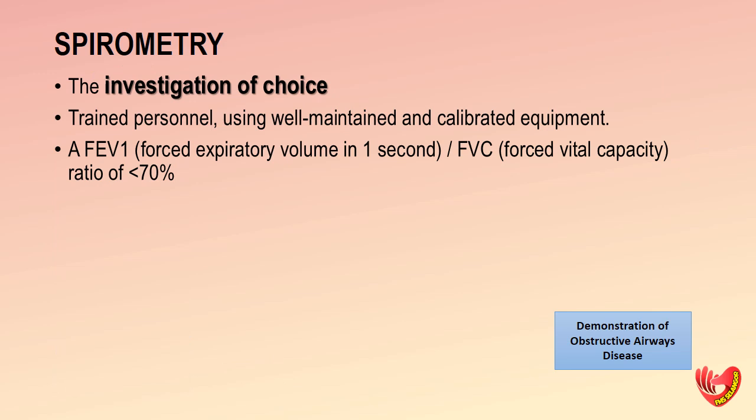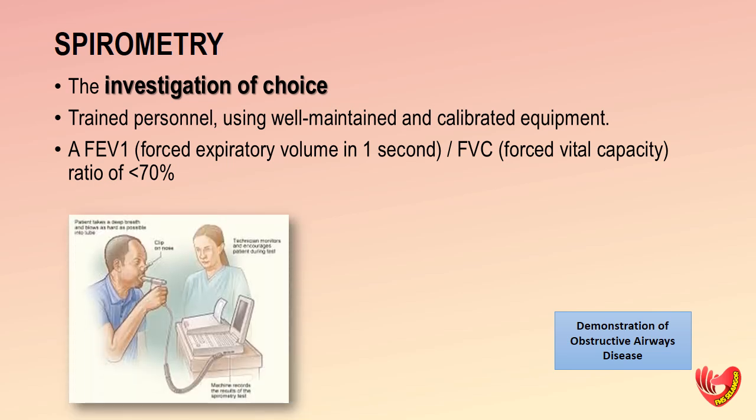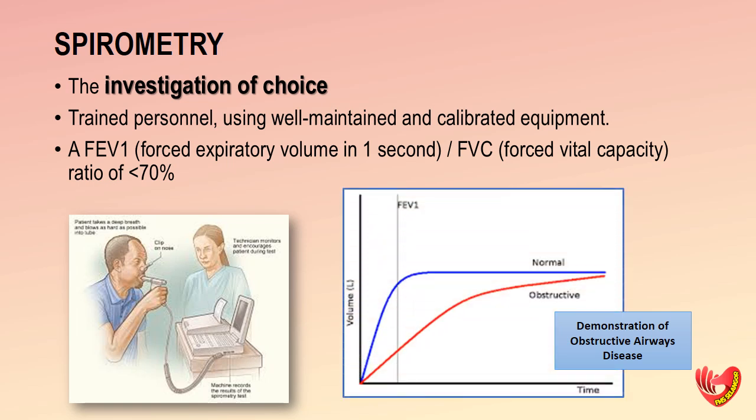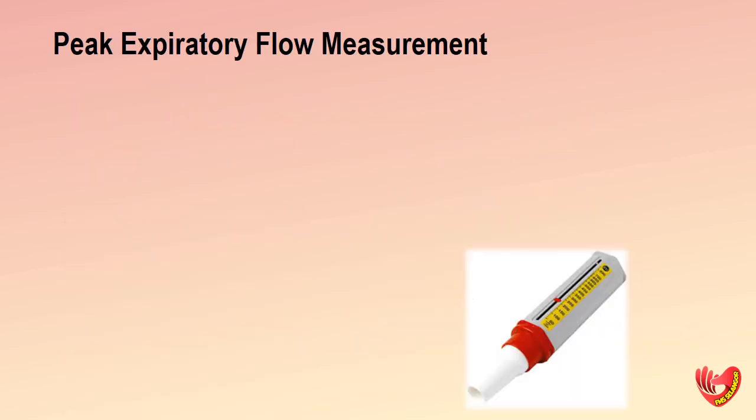Spirometry is the recommended test to confirm asthma. It is useful in demonstration of airway obstruction variability. This test should be carried out by trained personnel using well-maintained and calibrated equipment. The other investigation is peak expiratory flow measurement.